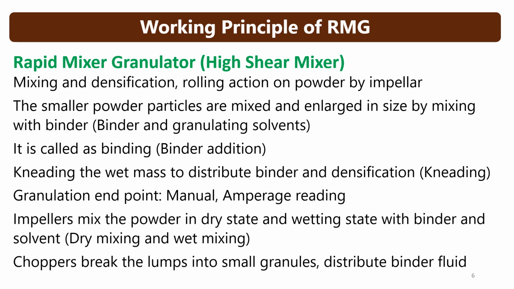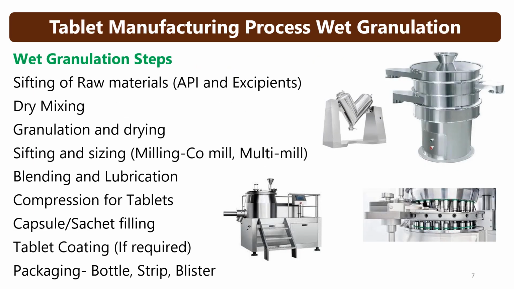Impellers mix the powder in dry state and wetting state with binder and solvent. This is called as dry mixing and wet mixing. Choppers break the lump into small granules and distribute the fluid added during binder addition. So this is the process of granulation. I am not going into much detail because it will extend the time of video.